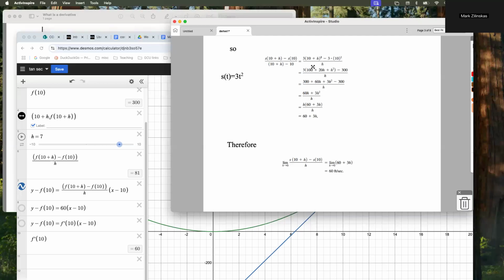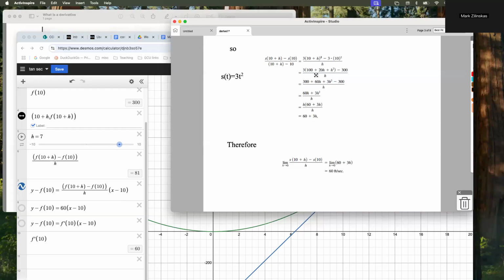So I'm going to develop a function here, just to speed that up, and put in 10 plus h. If I take S of 10 plus h, all I'm going to do is replace the t with 10 plus h. I keep saying f, it's S. S of 10 plus h, I'm just going to put in 10 plus h here. I'm going to subtract S of 10, so I put a 10 in for the t squared, and then divide by h.